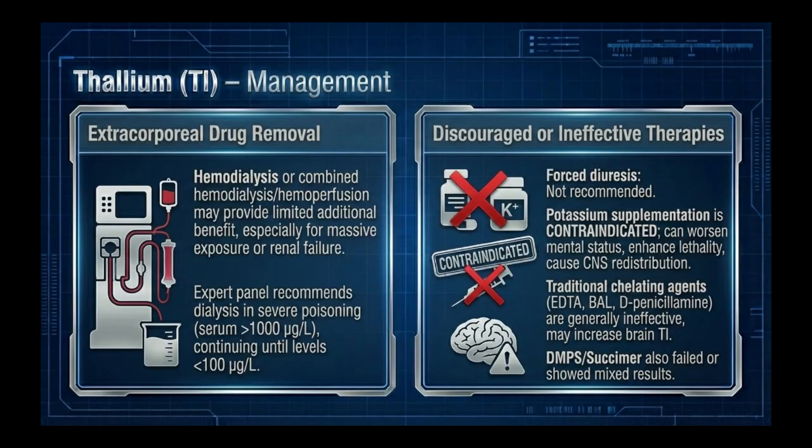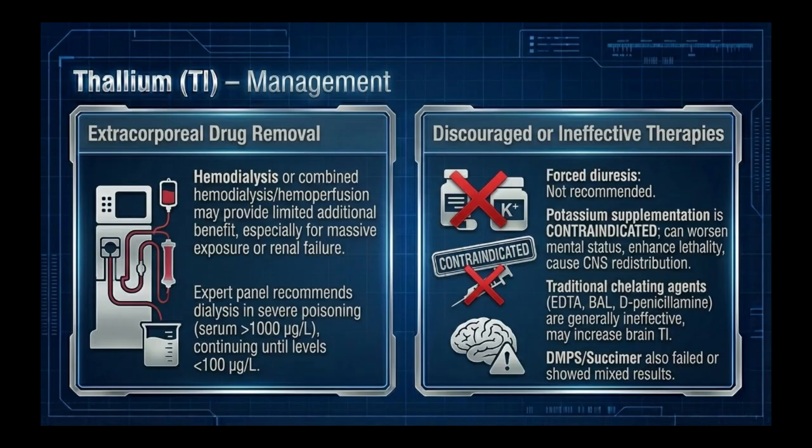Extracorporeal drug removal methods such as hemodialysis or a combination of hemodialysis and hemoperfusion may offer some additional benefit in treating thallium poisoning. These methods are particularly considered when treatment is initiated shortly after massive exposure or in patients with underlying chronic kidney disease or acute kidney injury caused by thallium. However, despite earlier beliefs that hemodialysis might be highly effective, the actual amount of thallium removed through this process tends to be modest. Research has not demonstrated that hemodialysis is superior to simply inducing forced diuresis, which is the increased production of urine.